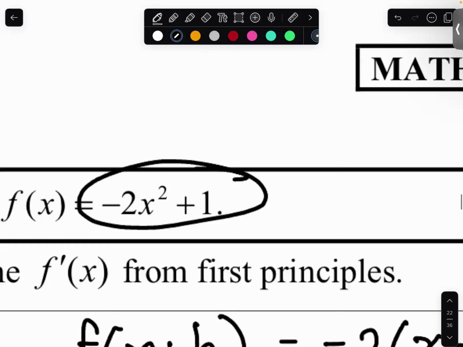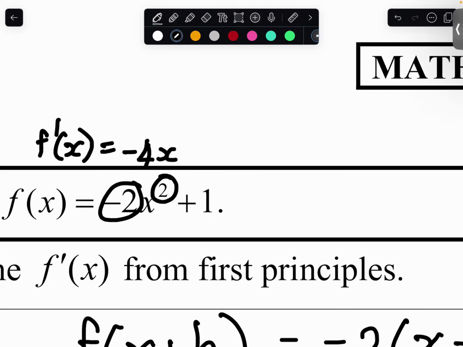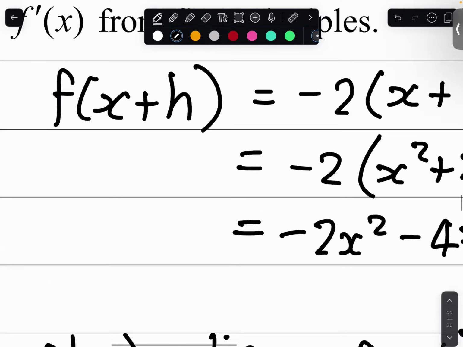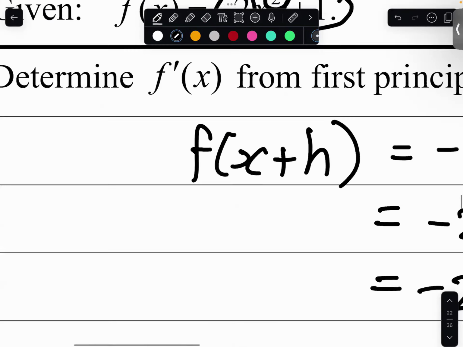You can also find the derivative directly from here to make sure that you actually did first principles correct. So 2 times minus 2 gives me minus 4. X, subtract 1 from the exponent is just 1, and then this part falls away. So if this and this ends up being the same thing, then you know you did your first principles correctly.